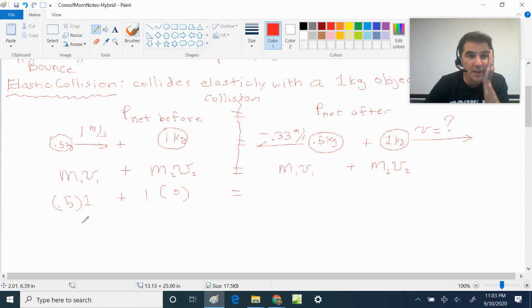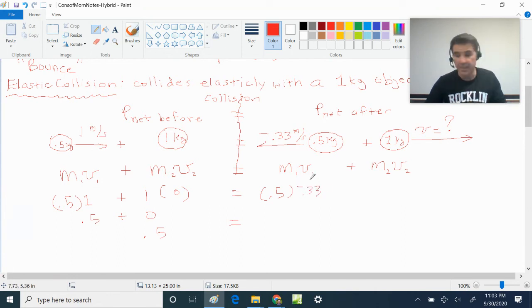So what is this total? This total is 0.5 plus 0, and so now I got 0.5 on this side of the equation. That's some pretty easy math there. Over here, I've got 0.5. The mass is still the same. The mass didn't change. Same object. But this time it's going at negative 0.33 meters per second. And I got my calculator right here. 0.5 times negative 0.33 equals negative 0.165.